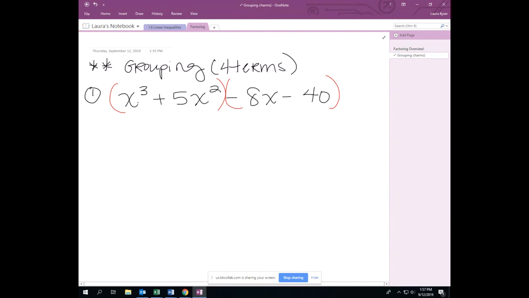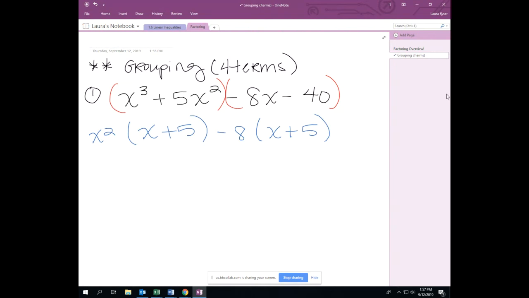In the first parenthesis, I've got a common factor of x squared. When I divide out x squared, I'm left with x plus 5. In the second one, I have a GCF of negative 8. I divide it out and I'm left with x plus 5.